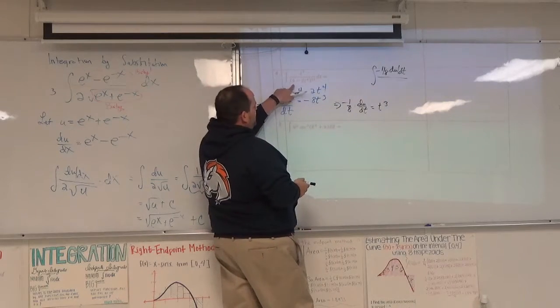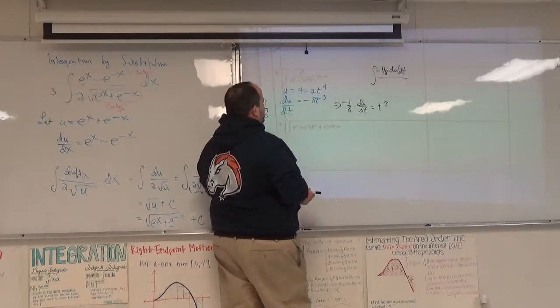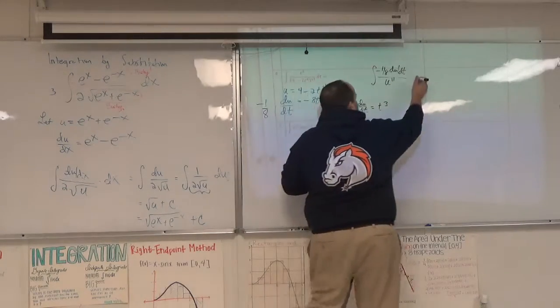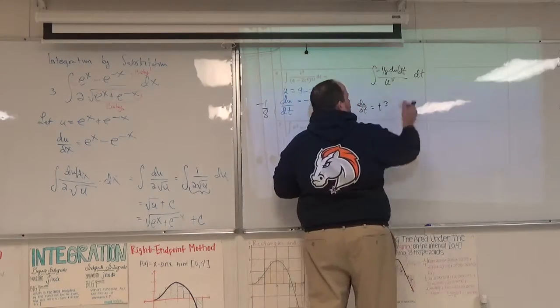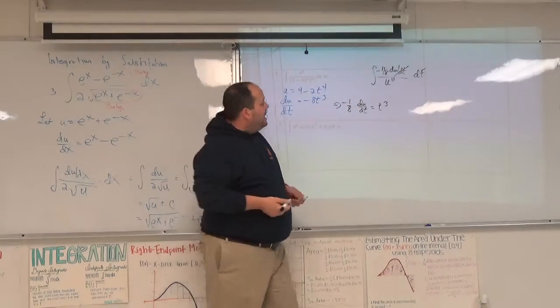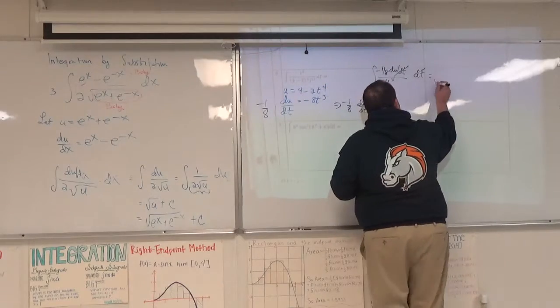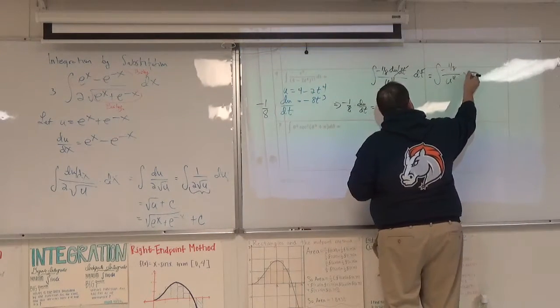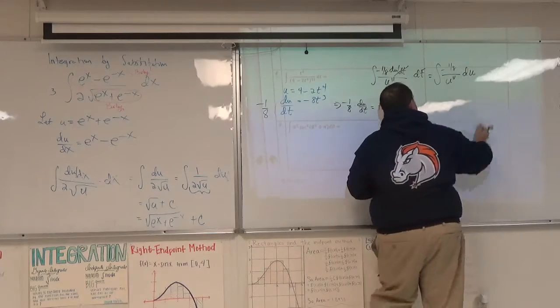In the bottom, it used to be 4 minus 2t to the 4th to the 11th power. That's now u to the 11th. And I've still got the dt. Hopefully we're okay, those are going to cancel out. But I'm still stuck having to integrate negative 1/8 u to the 11th du.